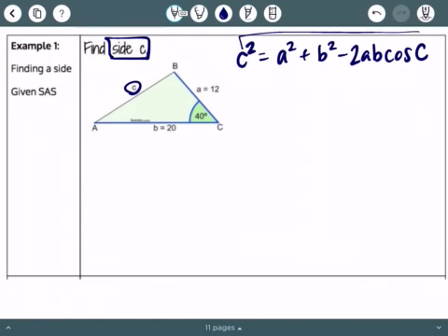I double check to see that my C's are there, and I have AB, AB. So I check my pattern. It looks good. I'm going to start plugging things in. So C squared, I don't have anything.